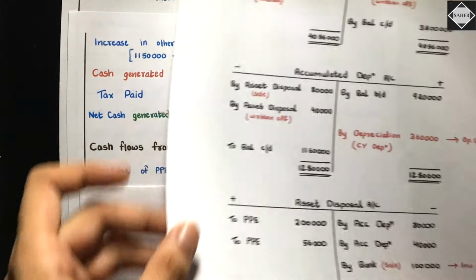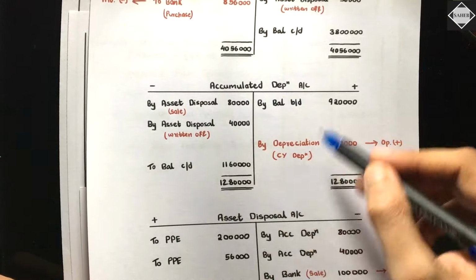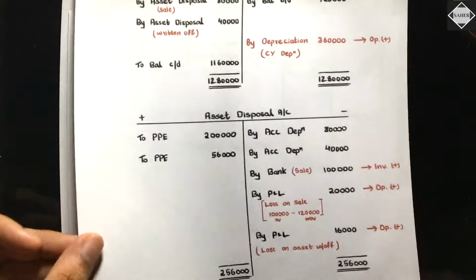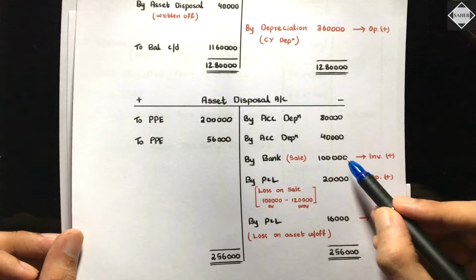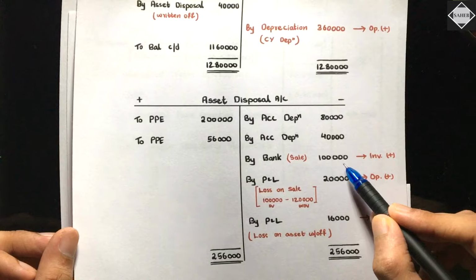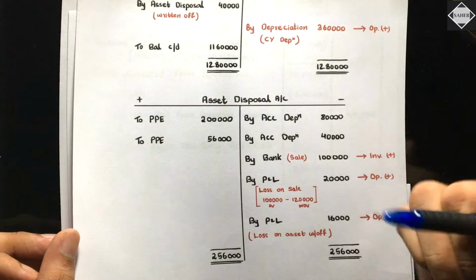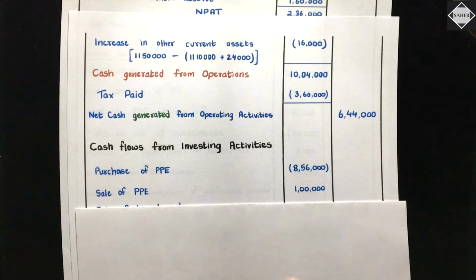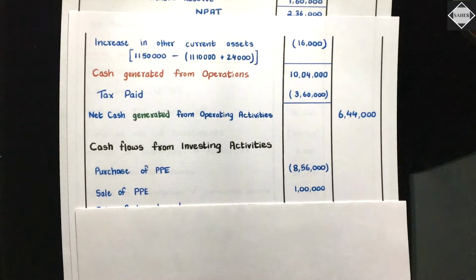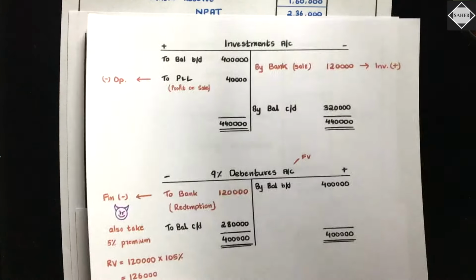Clear? Okay. Then in the second working note, are we going to take anything from accumulated depreciation? No. In asset disposal, yes, we sell the PP, right? For how much have we sold? Yes, we have sold it for 1 lakh. If you are selling, we are getting the money, so we have to add it in investing activity. So see here, sale of PP, 1 lakh. Clear?